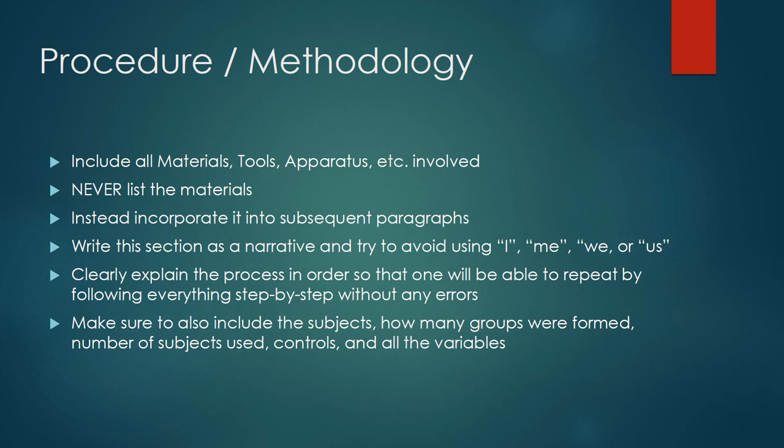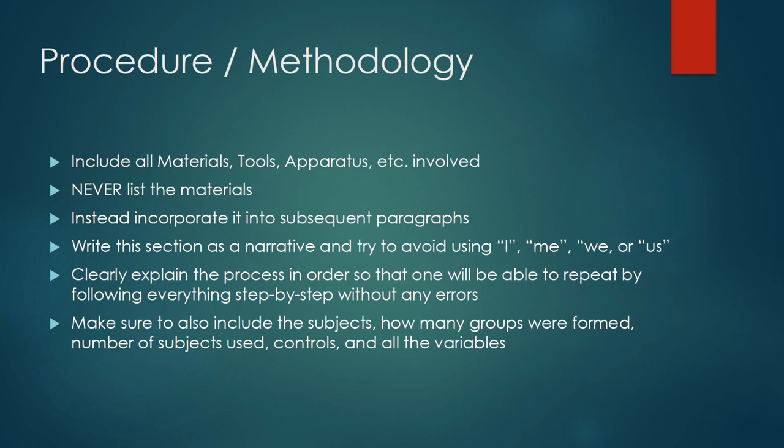So the procedure, which is also known as the methodology. Make sure in your procedure you include all the materials, tools, apparatus, etc. involved. And you're never supposed to list the materials. Instead, you're supposed to write them into subsequent paragraphs. And write this section as a narrative, and try to avoid using I, me, or we, us. Try to write it in a form that if somebody is reading it and they want to actually redo your experiment, they could actually repeat the whole thing step by step without any errors.